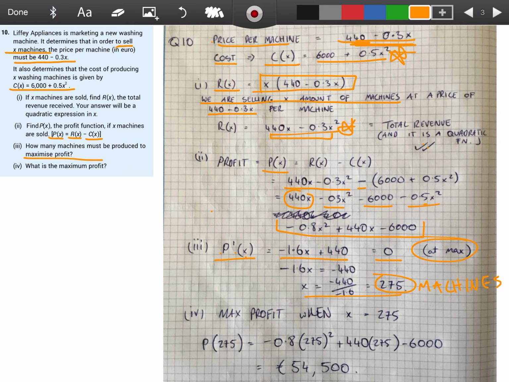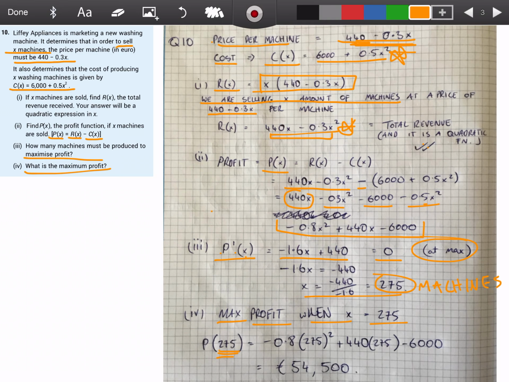And then finally, what is the maximum profit? I got to use that. My maximum profit is when I sell 275 machines. So I go back to my profit formula. I pop in my x value of 275 and I substitute it in straight into the calculator if you're not too hot on that, and I end up with a number, 54,500. And again, that's euros. I'm talking about profit, I'm talking about money, I'm talking about euros. Okay, so that's the 3 of those done.